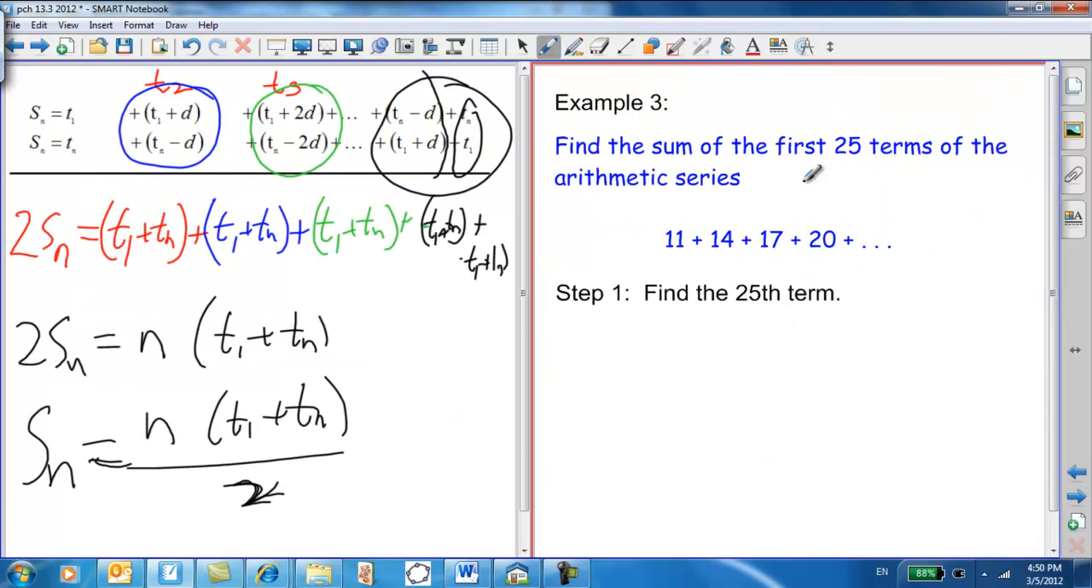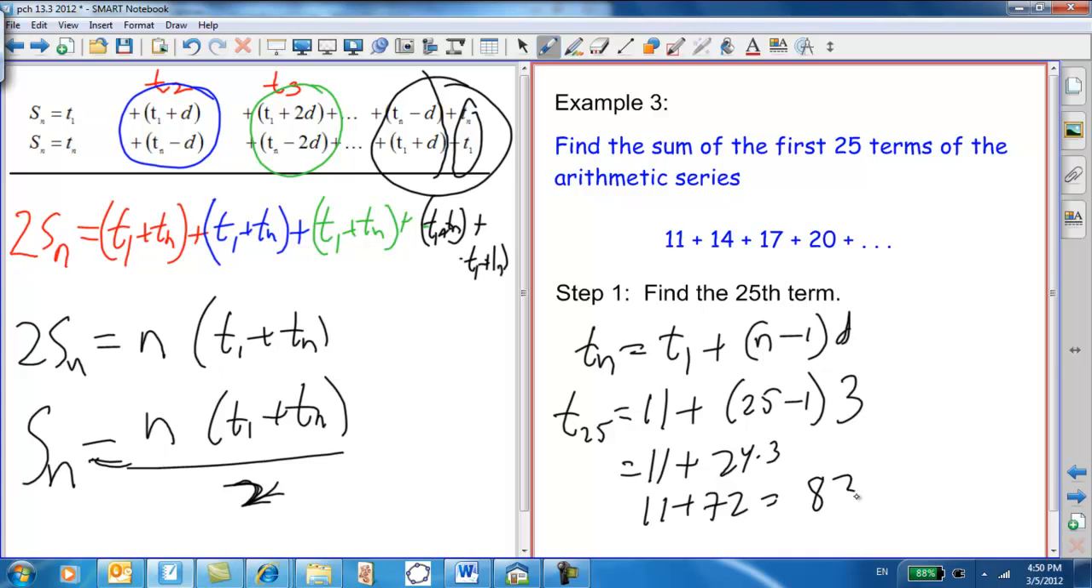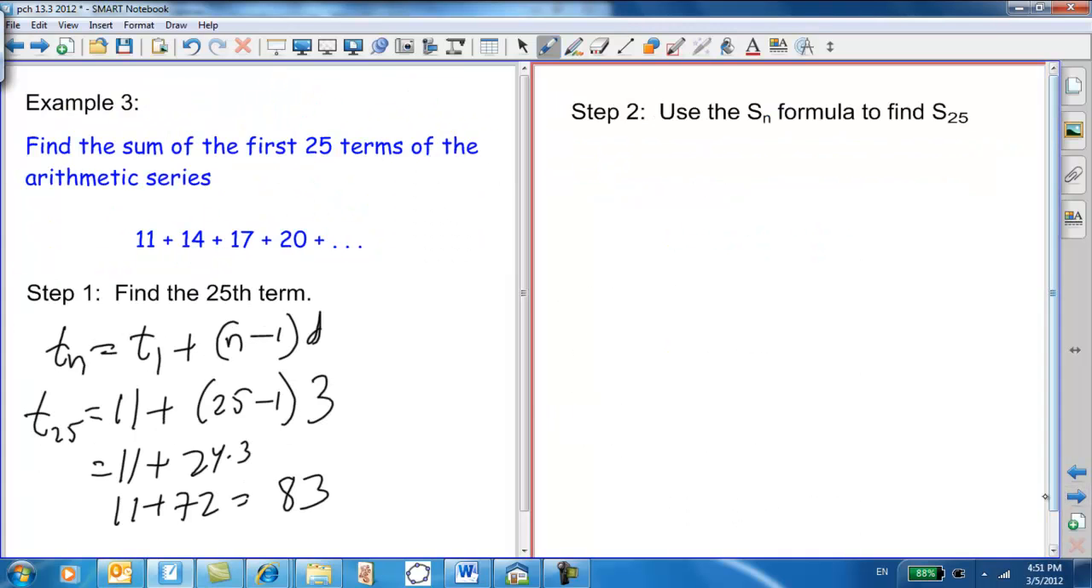Find the sum of the first 25 terms of the arithmetic series. So first we've got to find the 25th term to use our formula. So that is t sub n equals t sub 1 plus (n minus 1) times d. So t sub 25, the 25th term, will be the first term, 11, plus (25 minus 1) times d, and the common difference here is 3. Everybody see the common difference there? We keep going up by 3. So that's 11 plus 24 times 3. 11 plus 72 is 83. So the 25th term is 83.